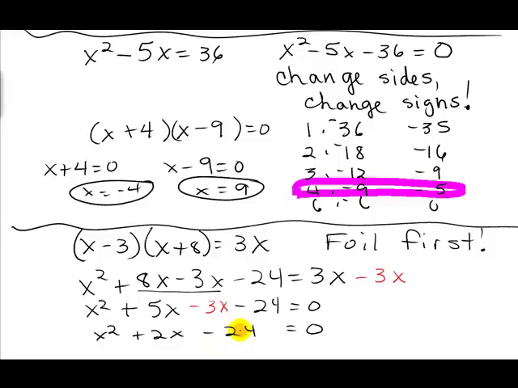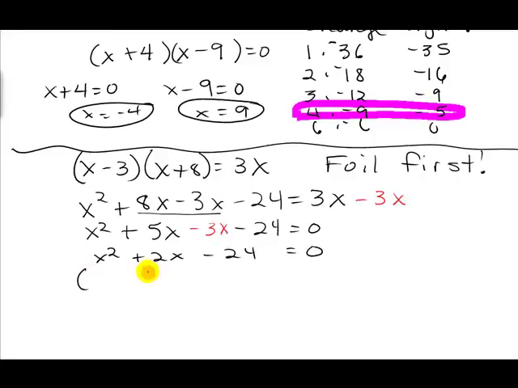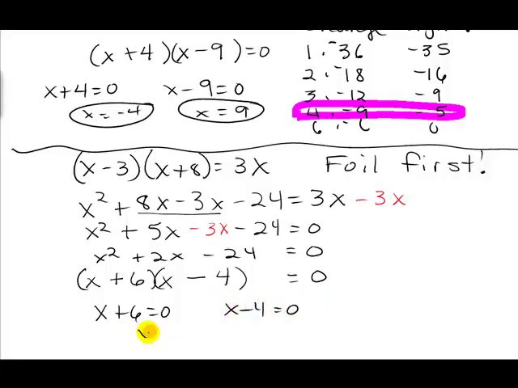We've already done the factors of 24, so I'm not going to do those again. As you do the factoring, you should be able to do some of this in your head. I know that 6 and 4 are 2 numbers apart. This needs to be the plus because the middle term is positive. This needs to be minus so that when I multiply those two, I get a negative 24. X plus 6 equals 0. X minus 4 equals 0. X equals negative 6. And X equals 4.